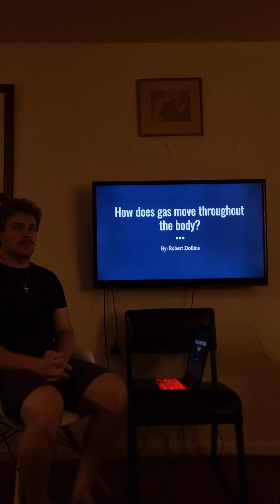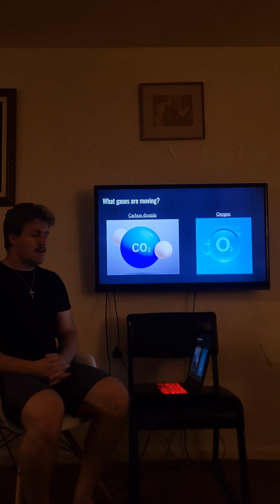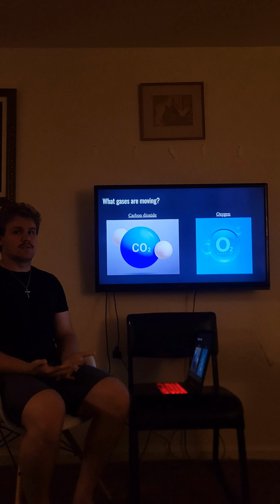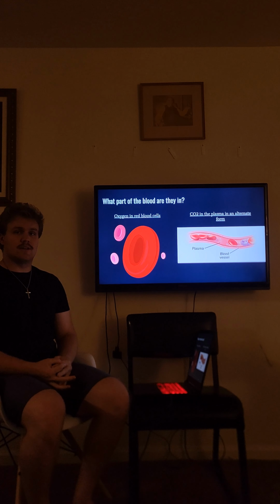Hello, today we're going to be talking about how gas moves throughout the body. So first we have to know what gases we're looking at. So we're going to be looking at carbon dioxide and oxygen. So we have to find out what parts of the blood they're in.